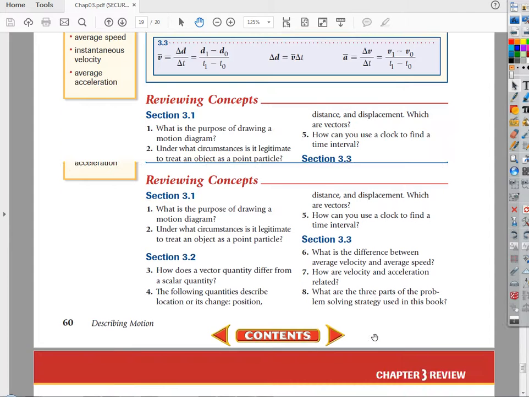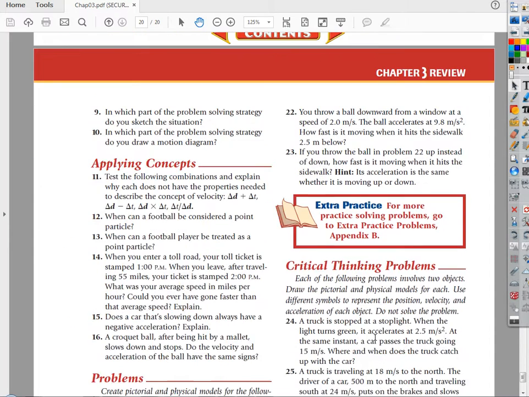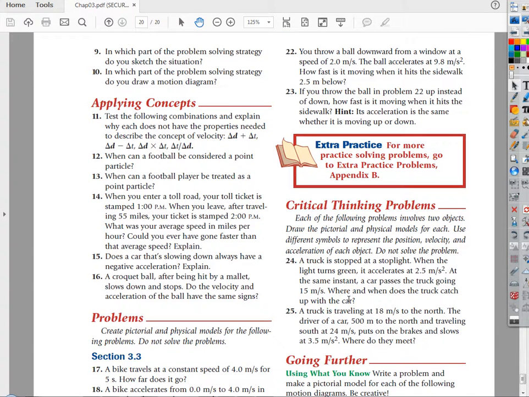Number 11. Okay, yeah, this is kind of a good one now. Test the following combinations and explain, you have to test them. Just explain why each does not have the properties needed to describe the concept of velocity. So if you were trying to remember what velocity was, and you're pretty sure it was one of these four choices, what's one compelling reason why you wouldn't have to look very long at number one?